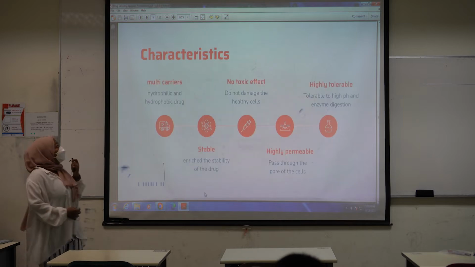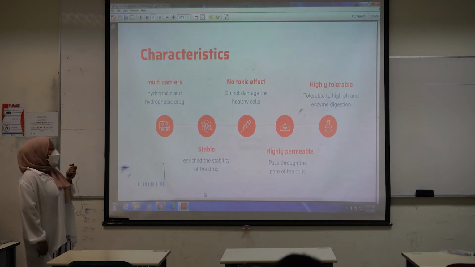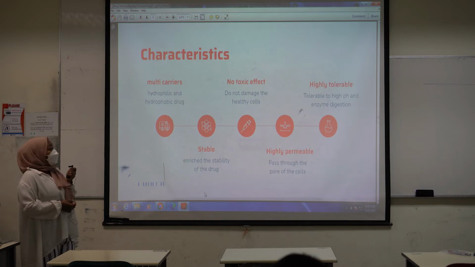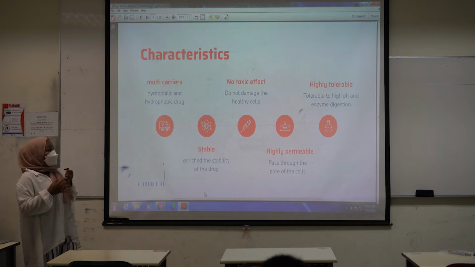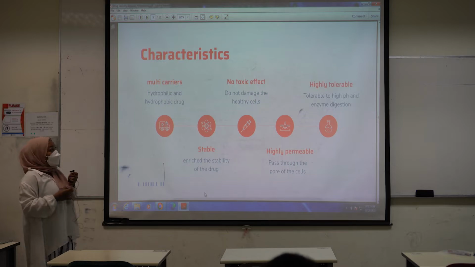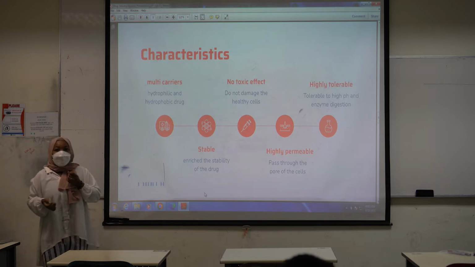By that, the nanocarrier needs to be able to carry both hydrophilic and hydrophobic drugs. It also needs to enhance the stability of the drug and not damage the healthy cell. So it needs to have no toxic effect and be highly permeable, so it passes through the pore of the cell, and highly tolerable, so it can withstand high pH and enzyme digestion.